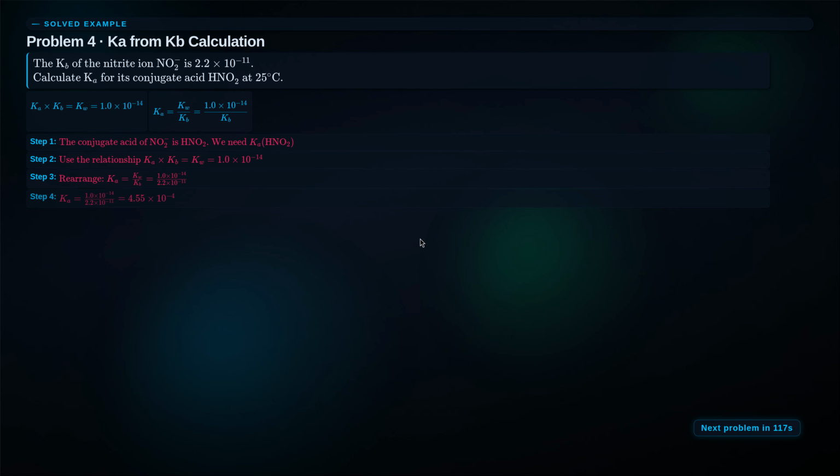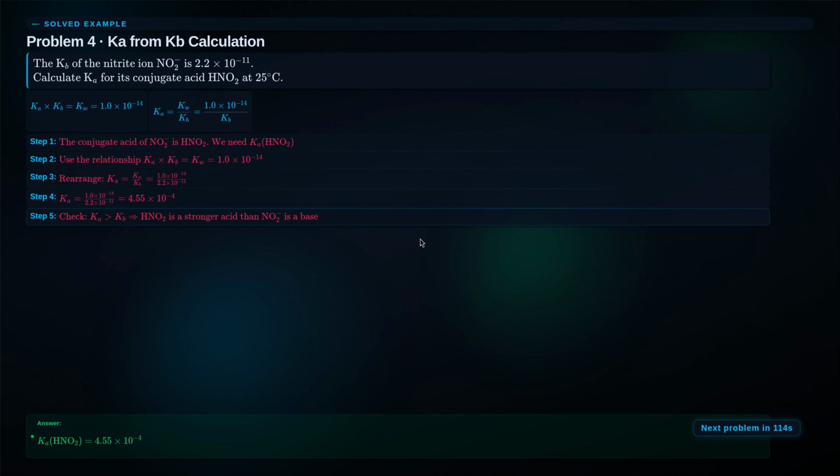Problem 4. Calculating Ka from Kb. The Kb of nitrite ion NO2- is 2.2 times 10 to the negative 11. Calculate Ka for its conjugate acid HNO2 at 25 degrees Celsius. Use Ka times Kb equals Kw equals 1.0 times 10 to the negative 14.